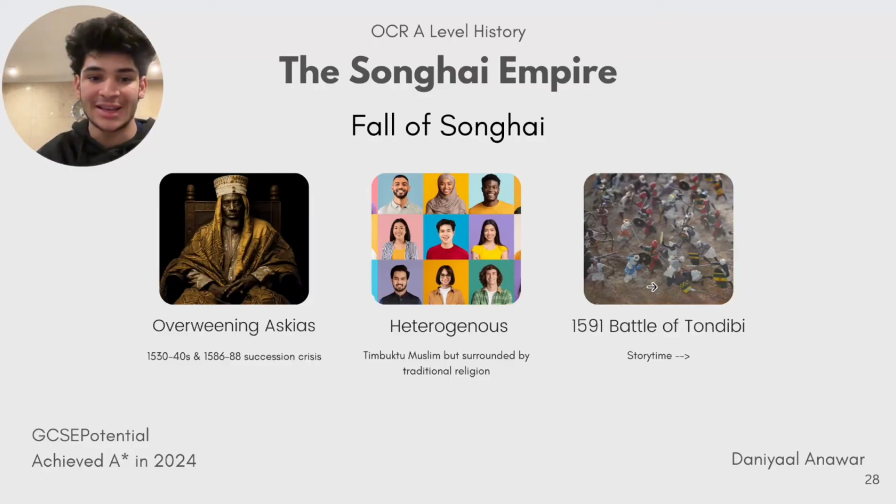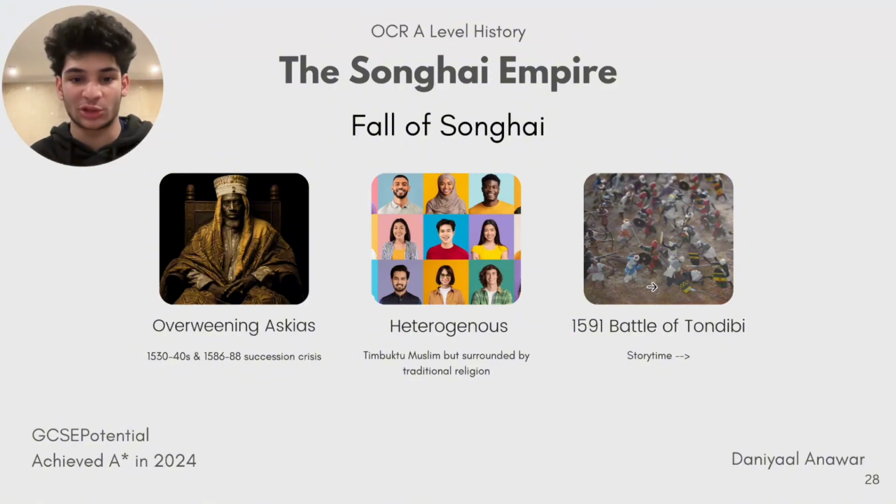They're a bit greedy. So in the 1530s to the 1540s, there was a bit of conflict within the Askia family. So there's a succession crisis, presumably between brothers. And then the same sort of thing happened in 1586 to 88. Because of these succession crises, it became a very unstable region. And obviously when there's instability, it's very vulnerable to attack. So that's the first reason why there was a fall of the Songhai Empire. Askias wanted too much power, that created instability, and that made them vulnerable to attack.